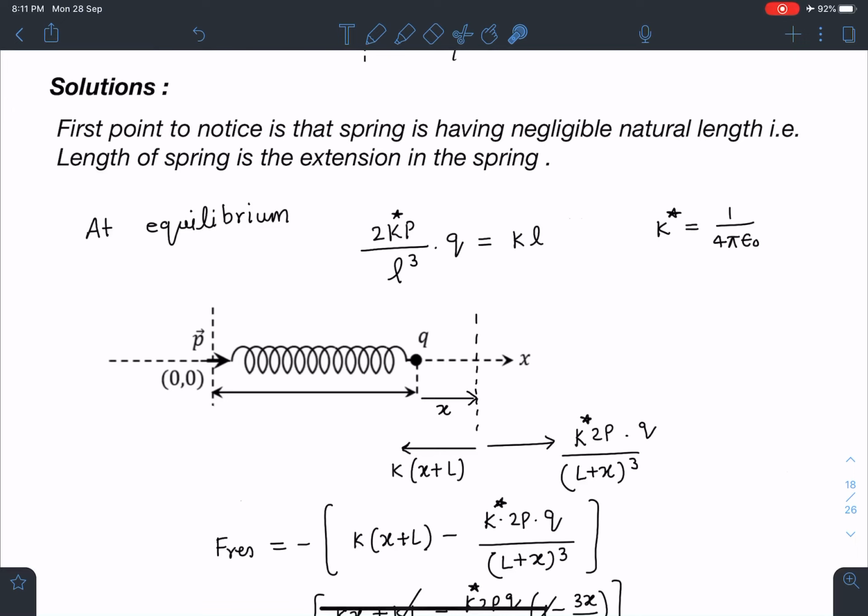So due to the dipole, the force acting on this will be Q into E. So at equilibrium I can write the force due to the dipole field into Q equal to K delta X, which is L, where K star is 1 by 4 pi epsilon naught. So this is the equilibrium condition, I'll be using it.